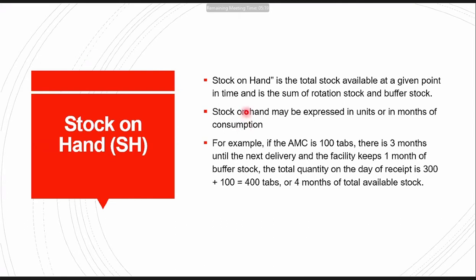All right, so for example, let's look at this example. We're looking at stock on hand. The AMC is 100 tablets. There are 3 months until the next delivery, and there's also 1 month of buffer stock. So the total quantity on the day of the receipt is 300 tablets plus 100, which is the buffer stock. So you will have 400 tablets, okay? So your stock on hand will be 4 months worth of stock. So we'll look in detail how to arrive at these quantities.